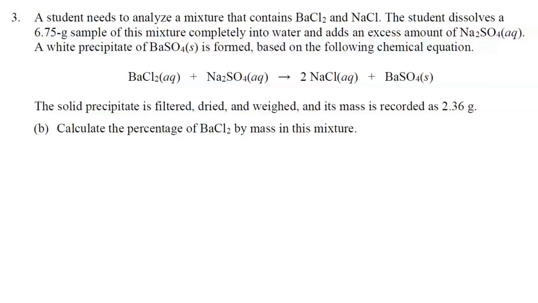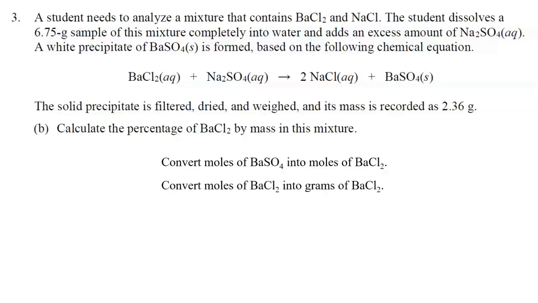So in terms of the strategy for solving part B, first we're going to have to take moles of barium sulfate, which we got from part A, and convert that into moles of barium chloride. Then we're going to have to go to grams, convert moles into grams for barium chloride. And then since we know the total mass of this mixture, we have to calculate the percentage of barium chloride by mass in this mixture.